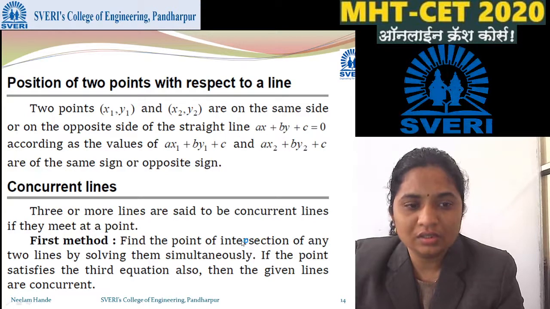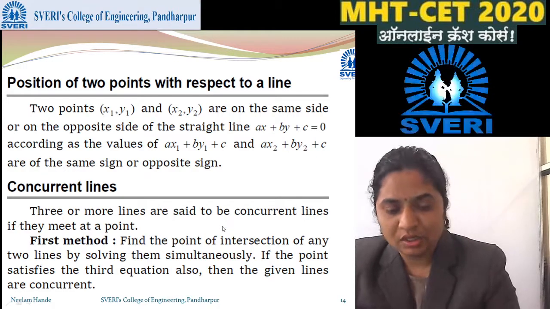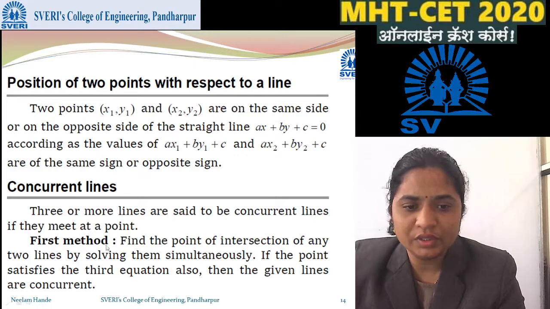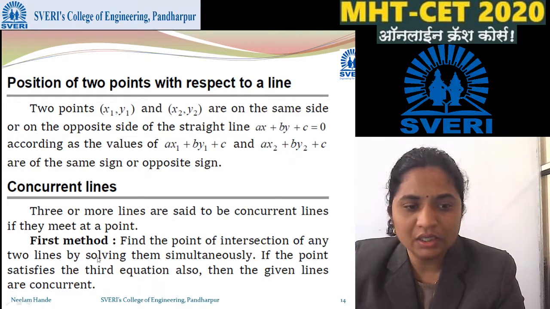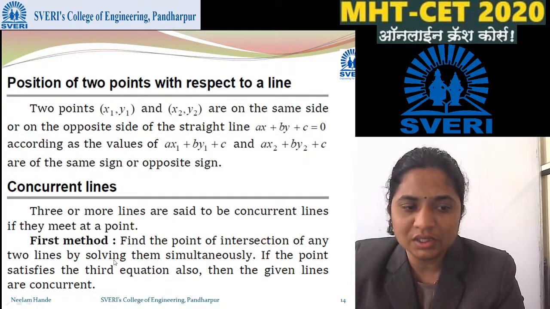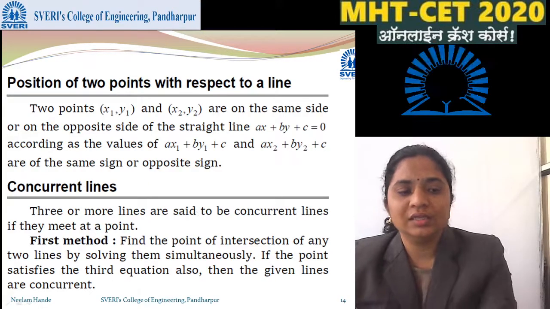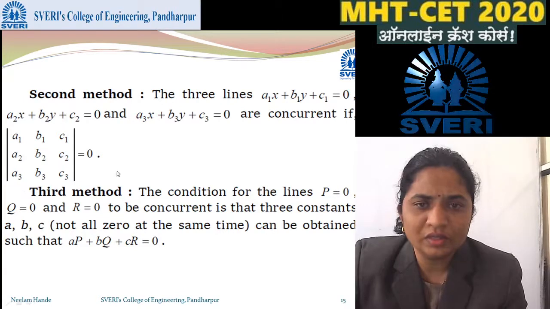Next, concurrent lines. Three or more lines are said to be concurrent if they meet at a single point. There are some methods. The first method says find the point of intersection of any two lines by solving them simultaneously, and if that point of intersection of the first two lines satisfies the third equation also, then they are called concurrent lines. A second method is an easier one to find concurrency.